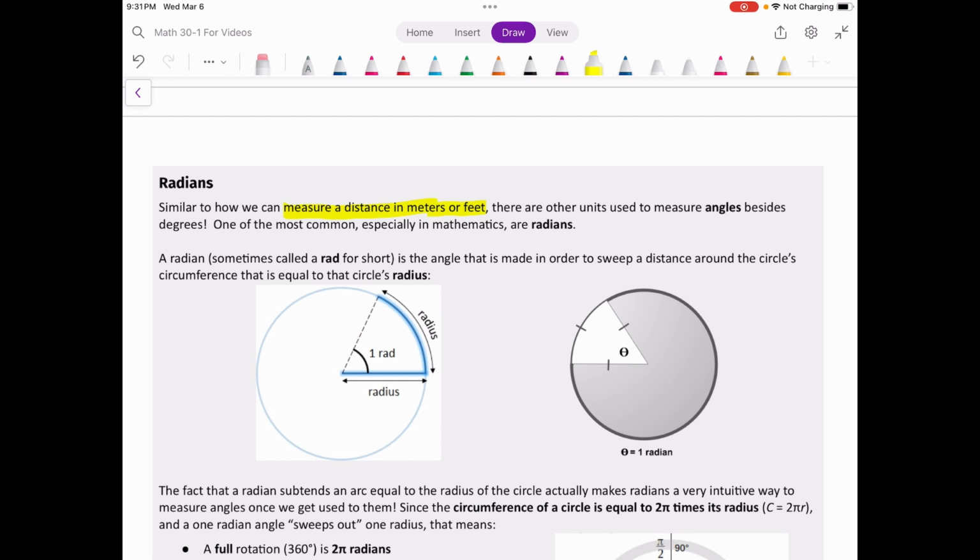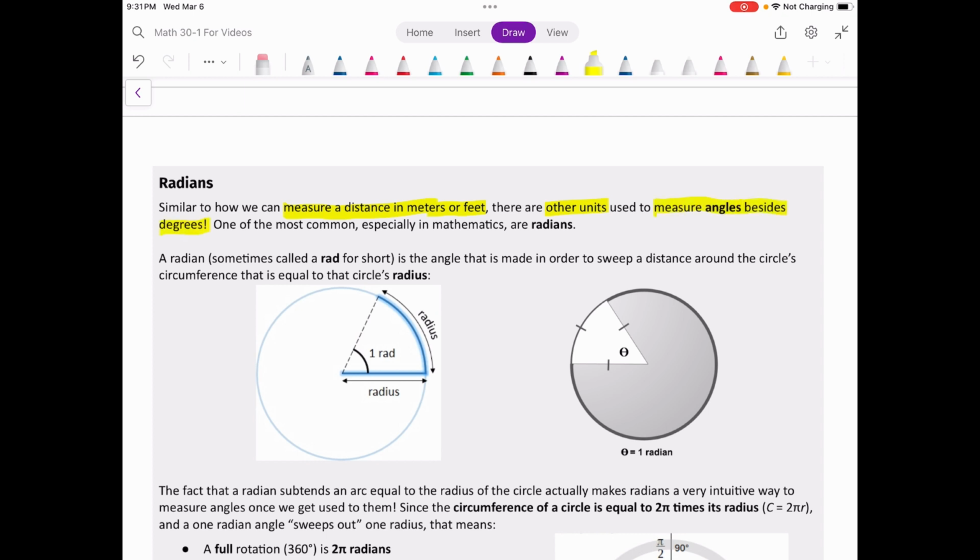There are other units. That's what those are. Feet, meters, centimeters, inches. They're all just units, different ways to measure a length, okay? There's other ways to measure angles besides just degrees.